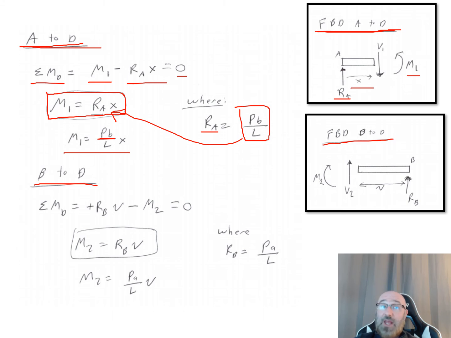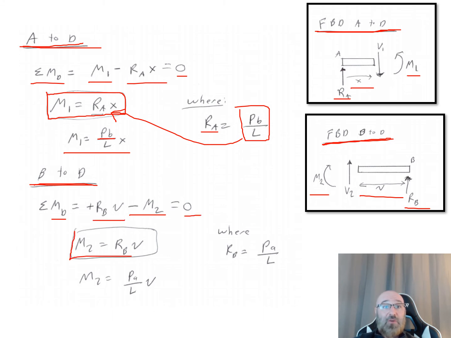So now let's do the same thing for our free body diagram on our right-hand side over here from B to D. So from B to D, we have the summation of moments about that D as well again. What are those moments? Well, we have this M2 now, and our M2 you can see is going clockwise. So this is a negative value here. Now going counterclockwise, we have R_B, a reactionary force, times that distance v right there. So that's a positive R_B v. This is equal to 0 for equilibrium.